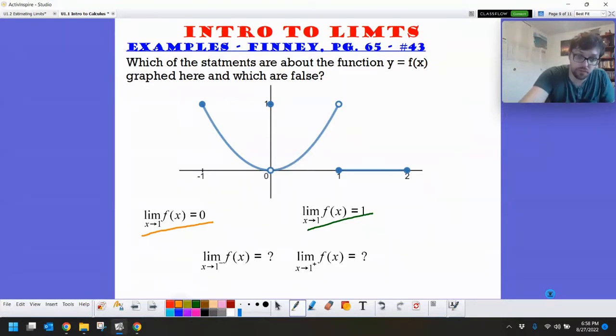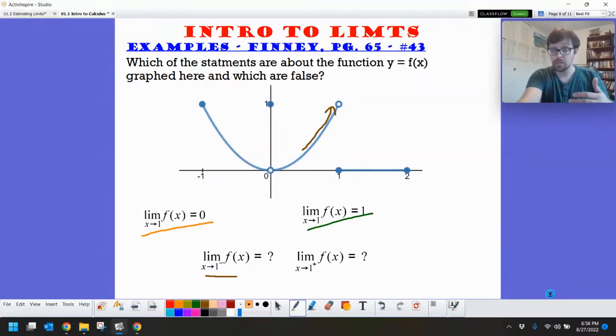If we start over here with this one, as we approach from the left, that's what that little negative sign means. As we approach 1 coming in from the left, as we move in this direction, we can see that the function is moving up. So our y value is increasing. It's getting bigger and bigger as we get closer and closer to this x value of 1. It's heading up towards this point. It's not going to quite reach there. It's going to get closer and closer to it, but it's never going to quite reach that point.